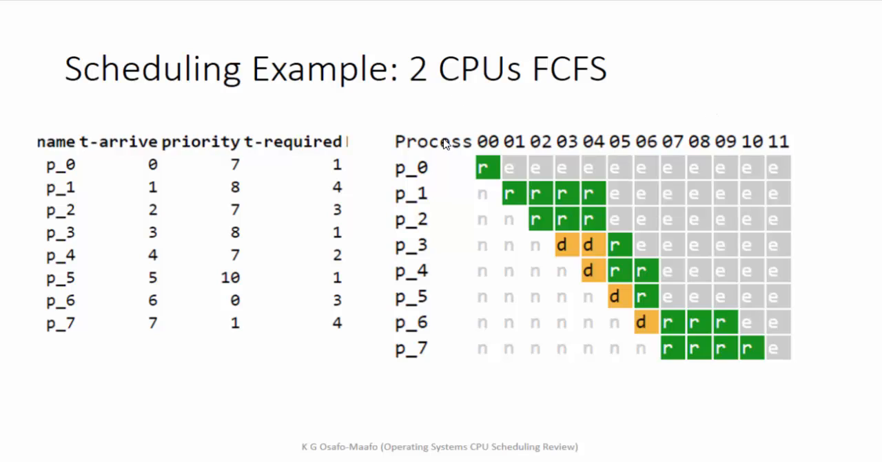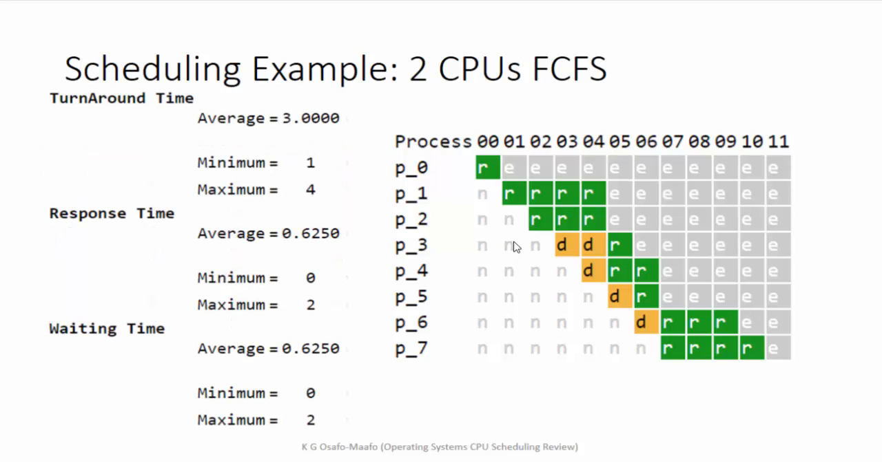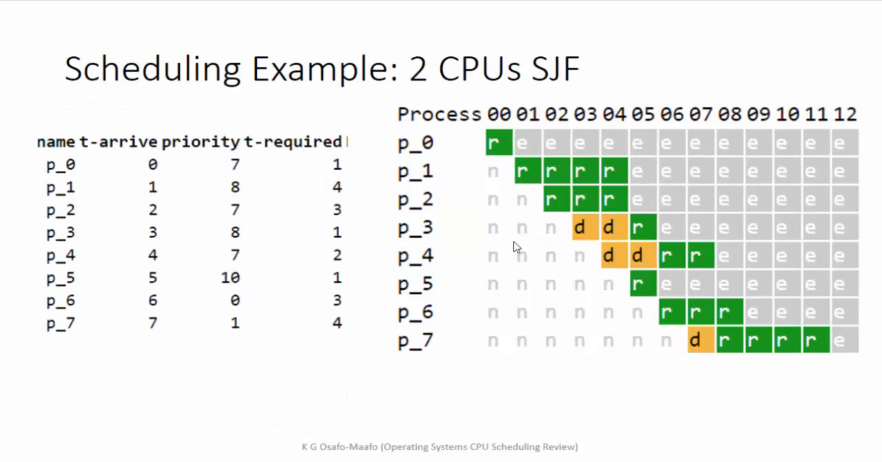If we didn't have this, it would take much longer. If we couldn't run 2 at the same time, it would take much longer to run. And that's the computation now. Right. Let's look at shortest job first.